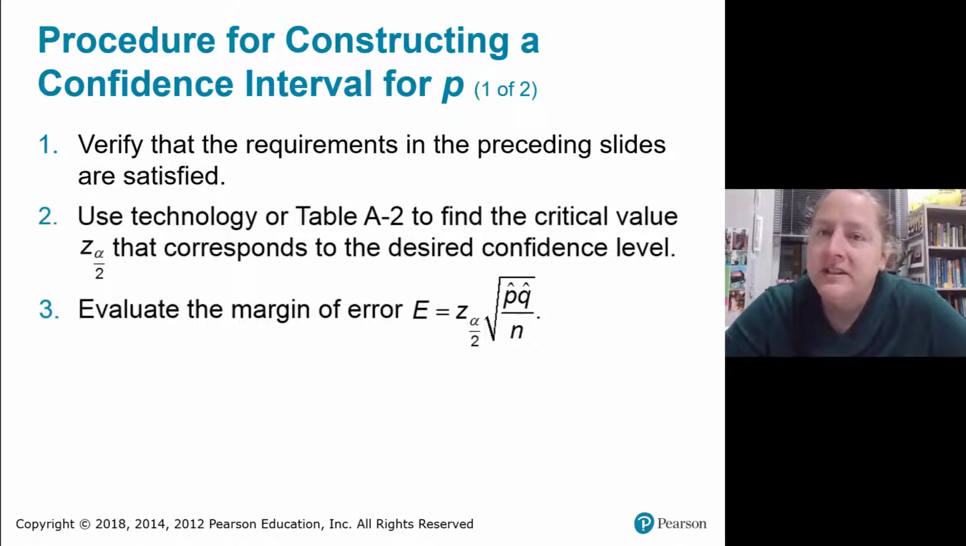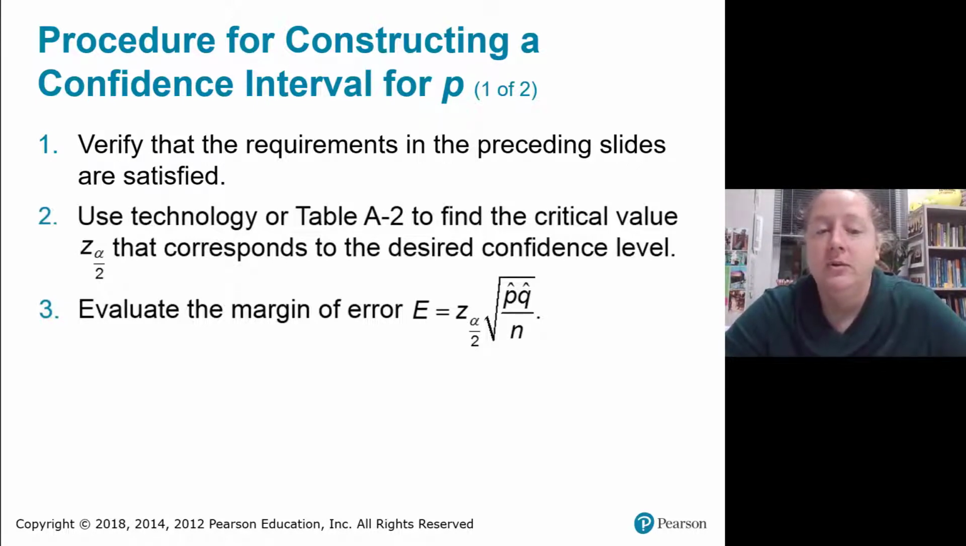All right, so here's our procedure. Here's our process that we were talking about earlier but never went through. So here is the process for real. The first step: we're going to verify that the requirements in the preceding slides are met. So that's our binomial distribution, 5 failures, 5 successes, and random sampling. Then we can use technology or our normal distribution table to find our critical value that corresponds to the desired confidence level.